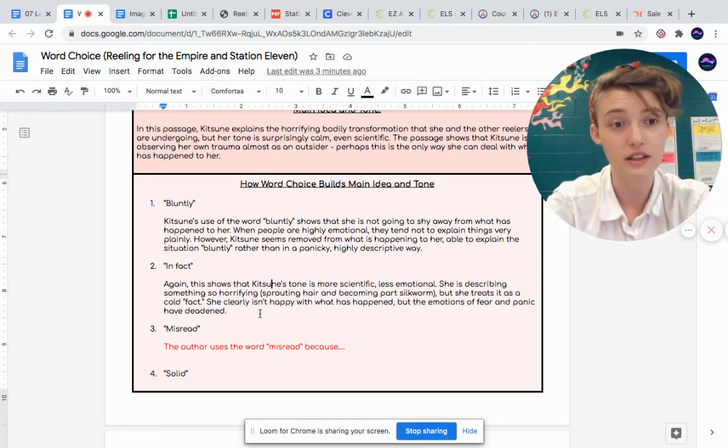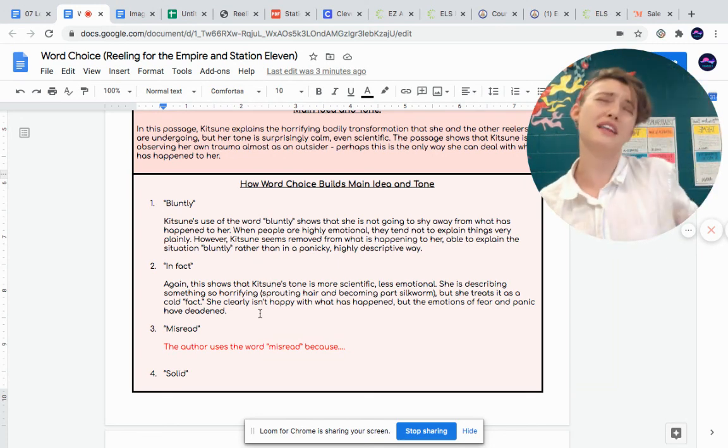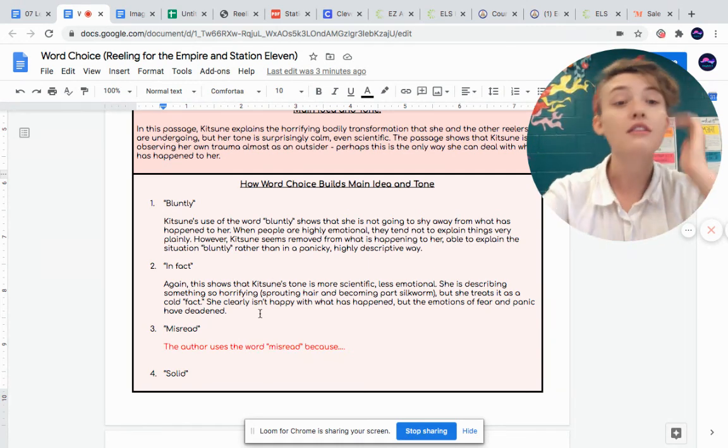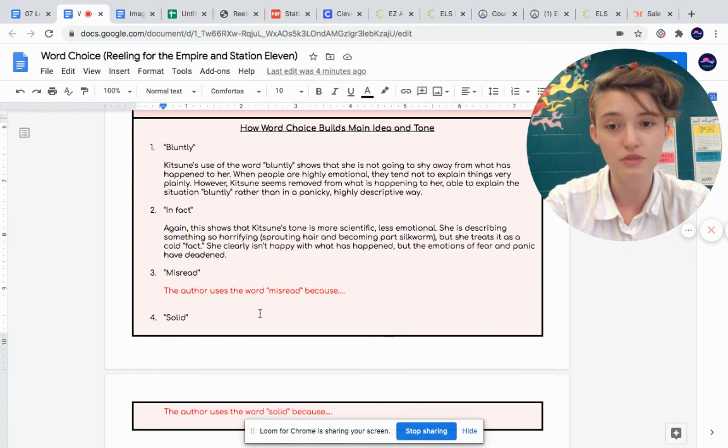If she were still in that really heightened emotional space, she would be like, oh, and then fur was growing from my body and it freaked me out and I hate it and I want to shave it off of me. No, she's not doing that. She's just saying very simply, in fact, that's what's going on. And we should notice that. That's an important part of the meaning of this passage.